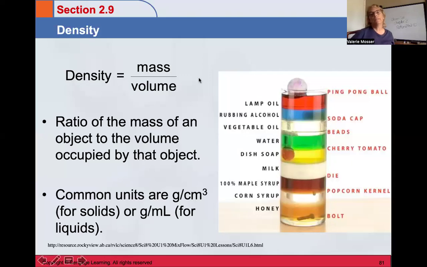So density is a quantity that actually has two units in it, mass and volume. It's the ratio of the mass of an object to the volume occupied by that object. Common units for density are grams per centimeter cubed for solids or grams per mL for liquids. And here's just a nice little graphic that shows the density of some common liquid substances.